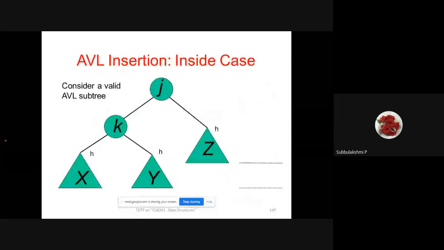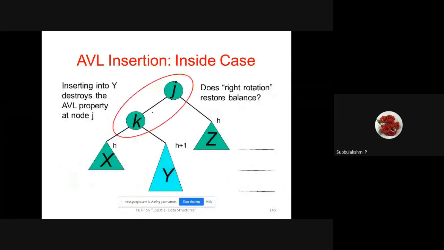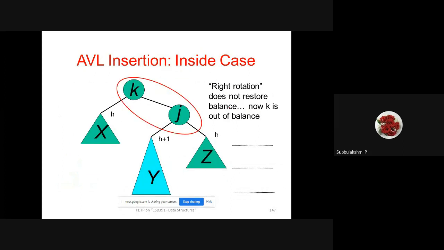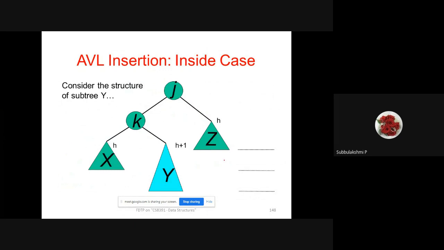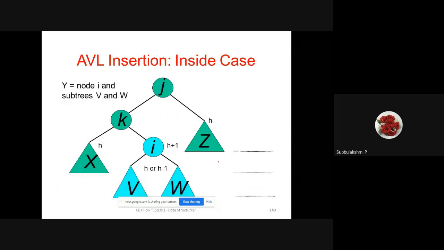And here consider a valid AVL subtree. So this is valid because all these are height equalized. And inserting into Y, what will happen? Again, H plus 1 will increase. Again, I have to do a right side balance. So K will be the root, J, and again I will have to come up. So that's how the structure is made while inserting.